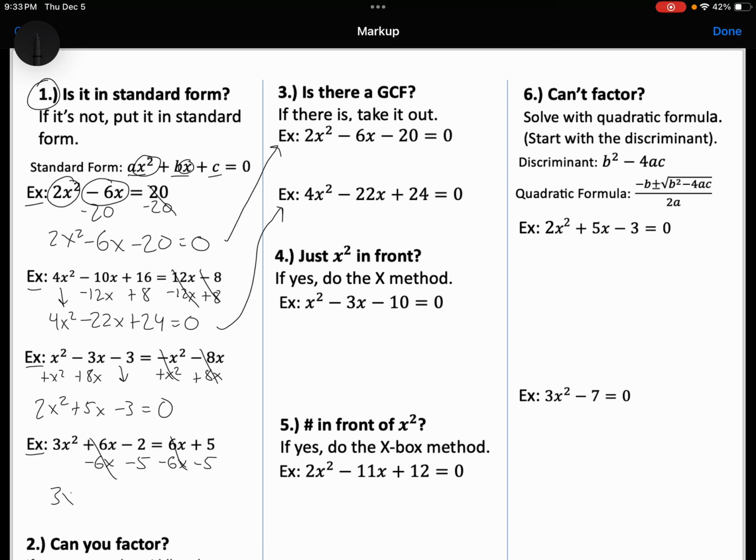And this will give me 3x squared. Negative 2 minus 5 is negative 7. So minus 7 equals 0. And that is this one over here.